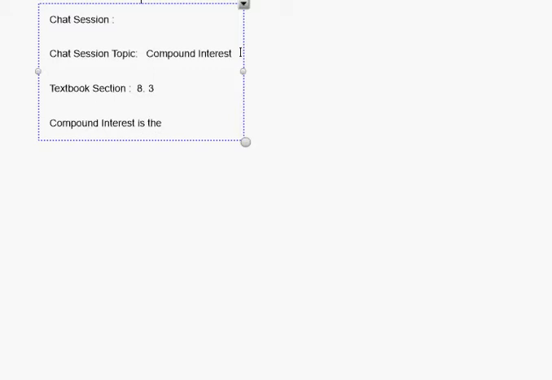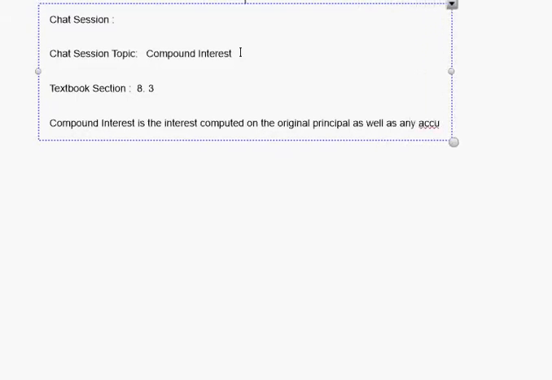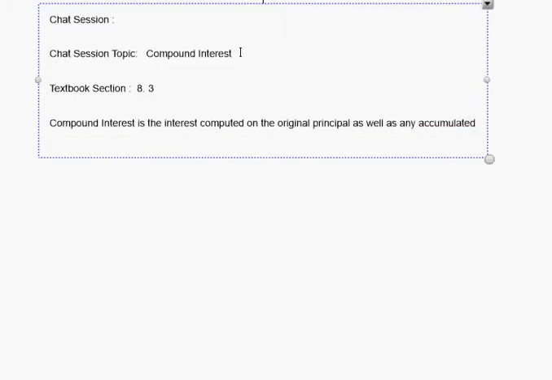is the interest computed on the original principal as well as any accumulated interest.